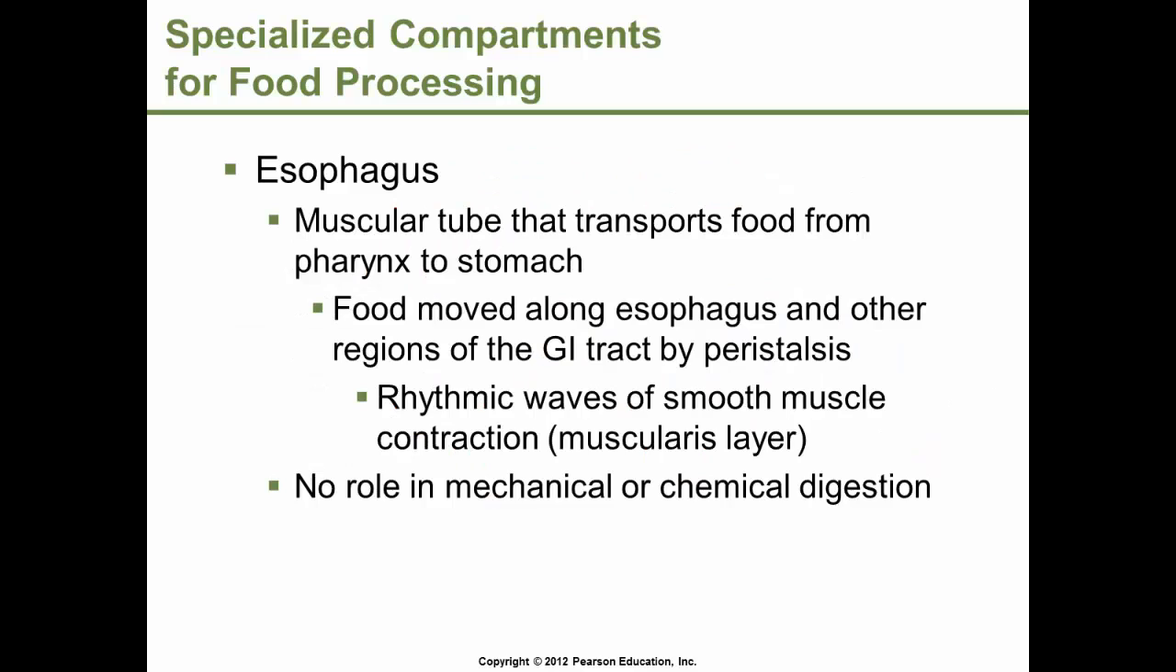The esophagus is the muscular tube that transports food from the pharynx to the stomach. Food moves along the esophagus and other regions of the GI tract through a mechanism called peristalsis. Peristalsis is rhythmic waves of smooth muscle contraction, the muscularis layer. The esophagus plays no role in mechanical or chemical digestion. It's just basically the transport mechanism from the pharynx to the stomach.